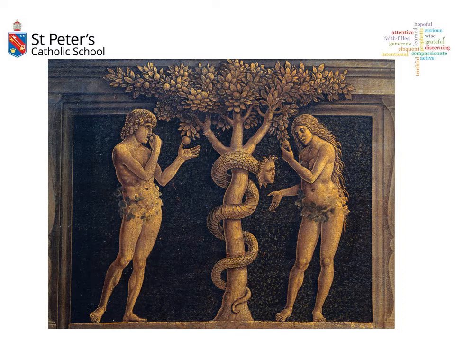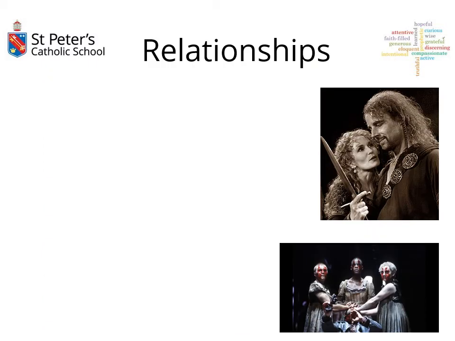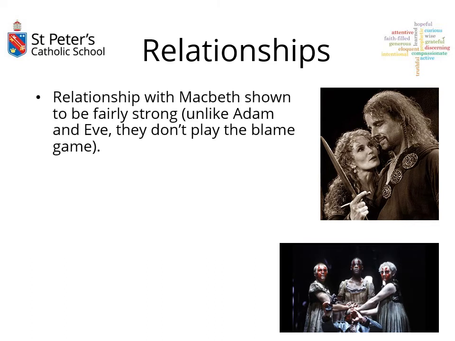So I think it is unavoidable to consider Lady Macbeth within the context of the biblical teachings of Adam and Eve and this sense of the female influence and temptation, okay, which we'll talk about now. So thinking about Lady Macbeth, we can think about the relationship. So we see the relationship with Macbeth is actually very strong. So Adam and Eve actually played the blame game quite a lot and sort of have a go at each other about it, whereas these two never really do. They try and help each other. They try to support each other, even when they're not on stage anymore together.